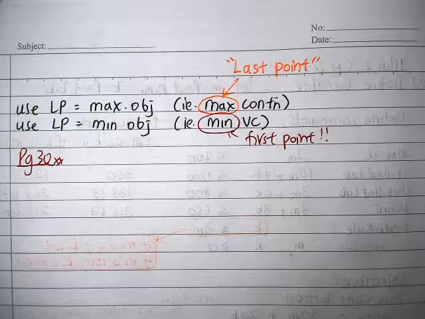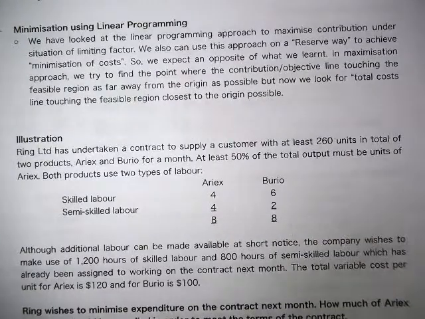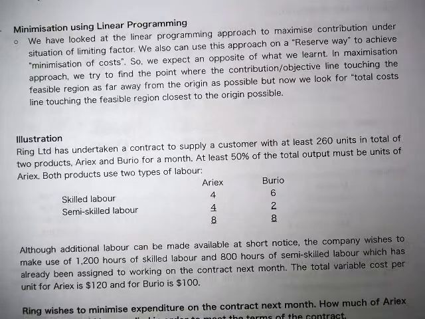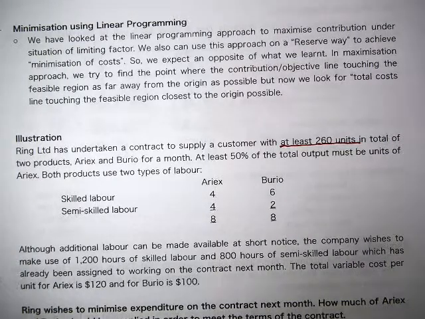It says that Ring wishes to minimize the expenditure on the contract for next month. So they want to minimize the expenditure. How much of AREX and Burio do they need to supply so they can meet the terms of the contract? Now the story is like this. Ring has a contract to supply a customer with at least 260 units. Minimum is 260, more never mind, but at least 260. That's why from here you understand a bit about how you get the lowest cost, because we have a minimum that we need to meet.